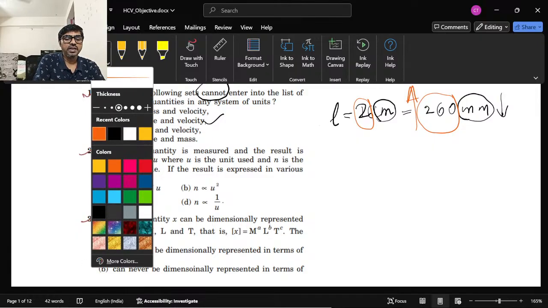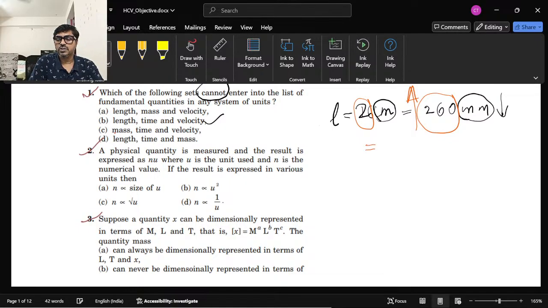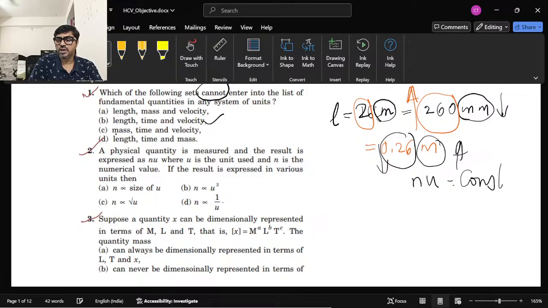And the same thing can be written as 0.26 meters, right? So from centimeters to meter, you see that the unit is increasing and the numerical value is decreasing. But the product is the same. So n into u is constant. When you are doing conversion of units, n increases and u decreases, or n decreases and u increases, but n into u is the same. Or otherwise, n has to be inversely proportional to u. So the answer is D.